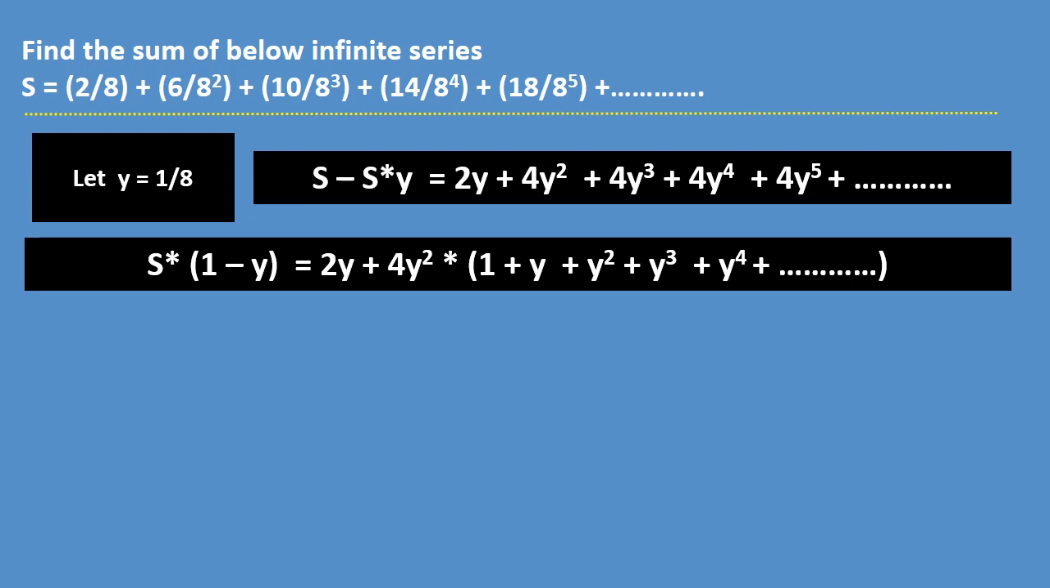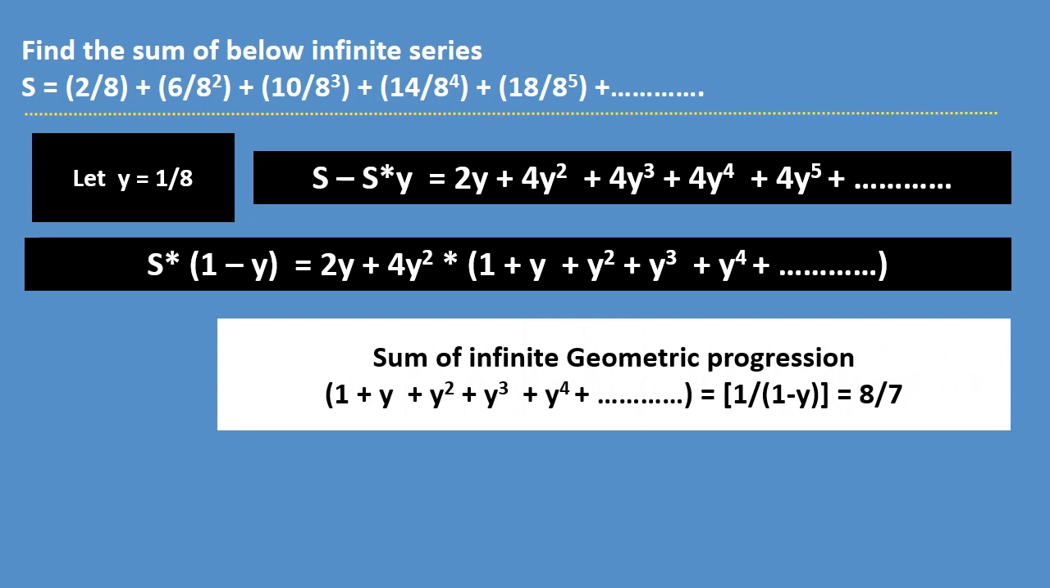So the left hand side can be written as S(1 − y), and the right hand side 2y + 4y²(1 + y² + so on up to infinity). Did you observe that this is a geometric progression? So the sum of the infinite geometric progression series 1 + y² + so on is equal to 1/(1 − y). Here y is equal to 1/8, so this results in 8/7.